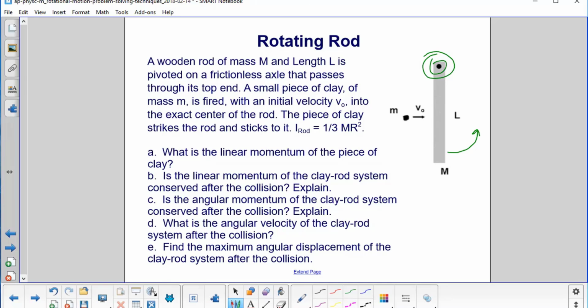So what is the linear momentum of the piece of clay? Then a couple questions about the linear and angular momentum of the clay rod system after the collision. Are they conserved? Then find the angular velocity of the clay rod system and find the maximum angular displacement of the clay rod system after the collision.